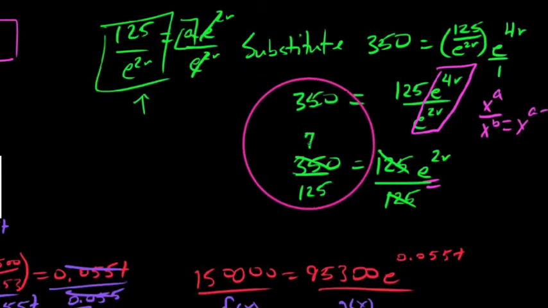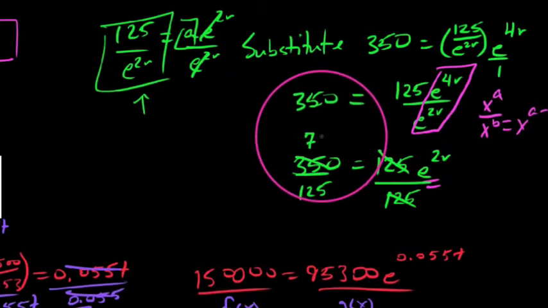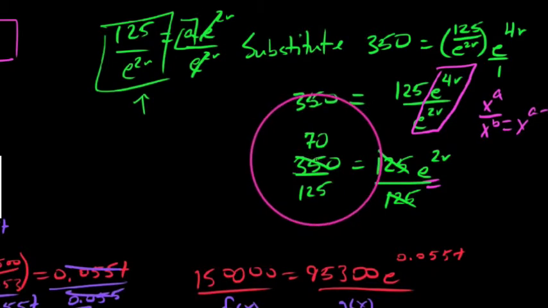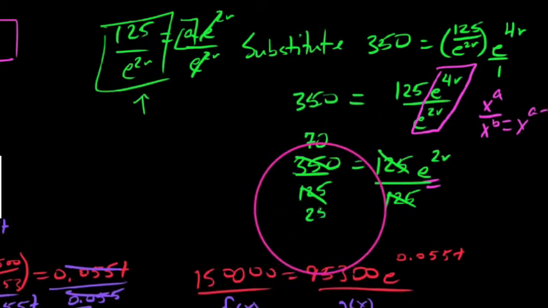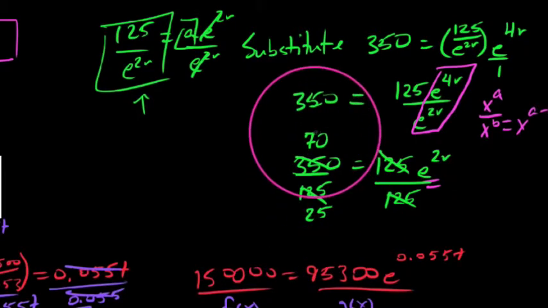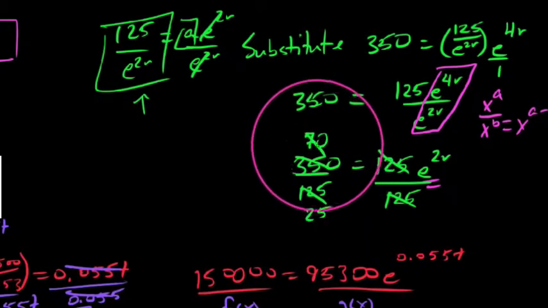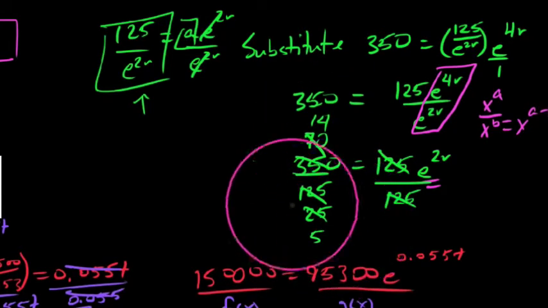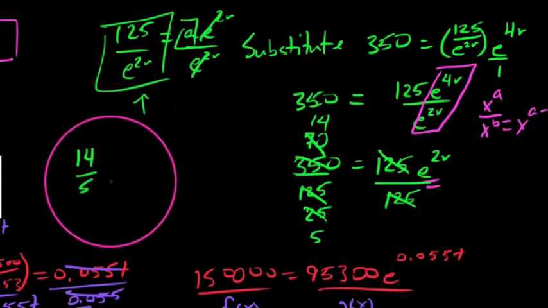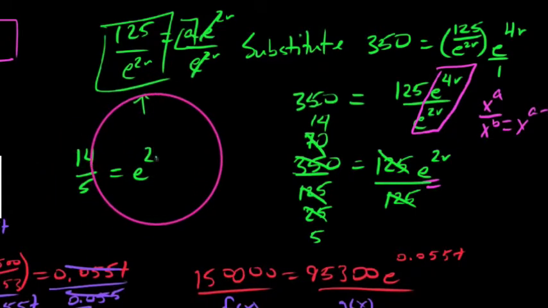I think, let's see, 70, 7 times 5 is 35, and add a 0. And then we say 5 goes into this, you know, this would be 5 quarters. So could we reduce this even further? I suppose we could. We could say 5 goes into this one up here 14 times. Yes, that's awesome. And then we say 5 here. So we've got 14 fifths as a reduced quantity is equal to e to the 2r.